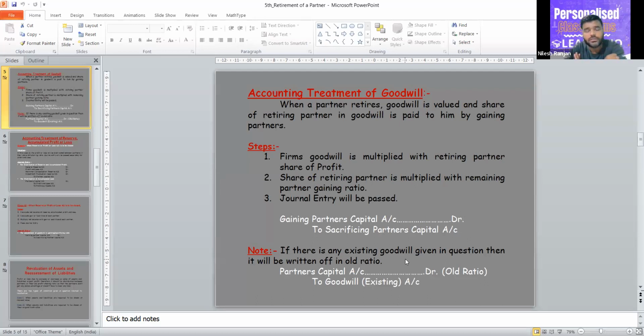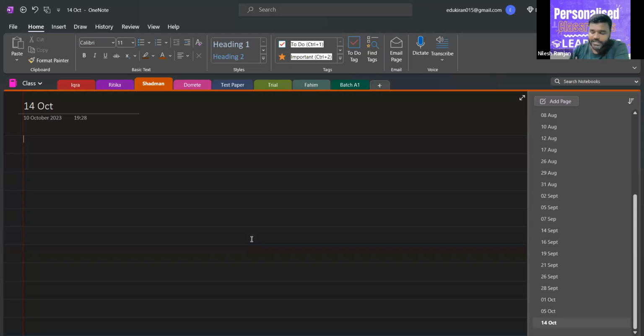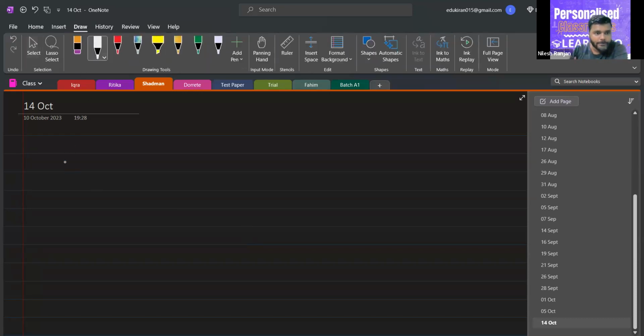Let's say there are three partners, A, B, and C, and as per the ratio calculation which we have done already, their profit sharing ratio is 3:2:1. Now C retired and his share was acquired by B only, fully.